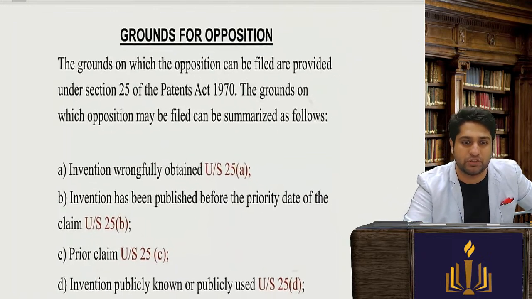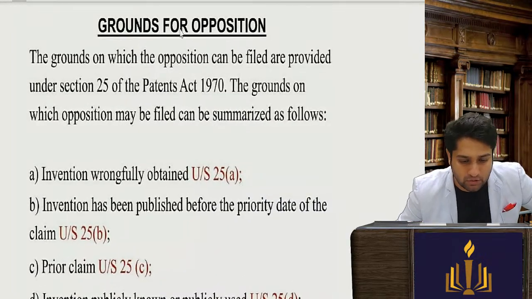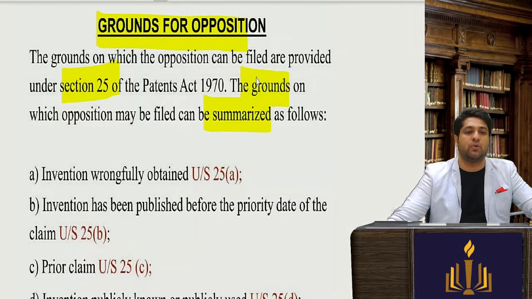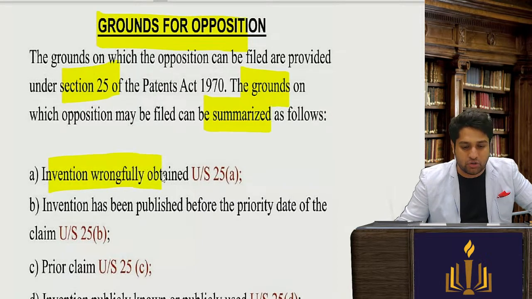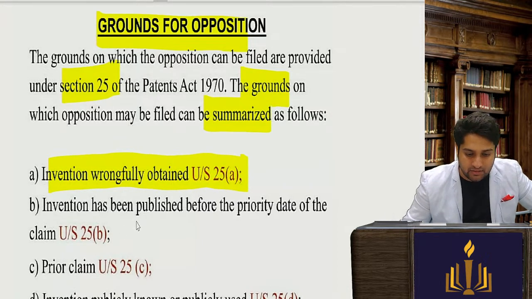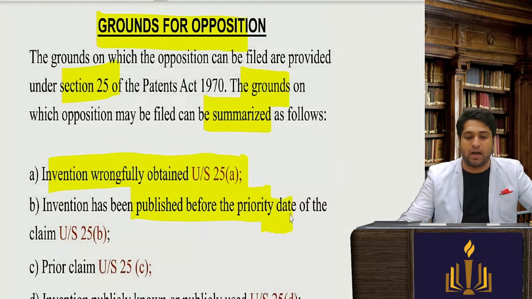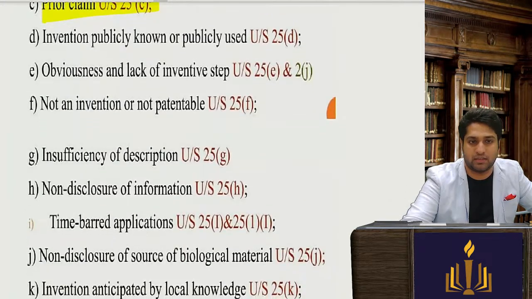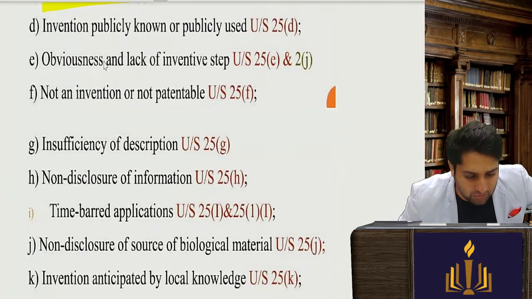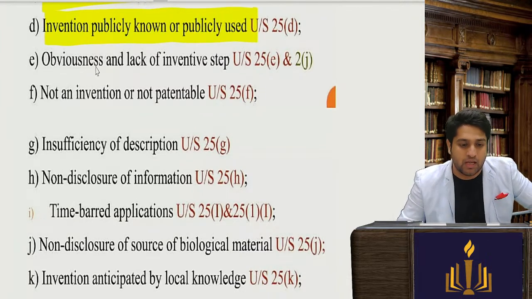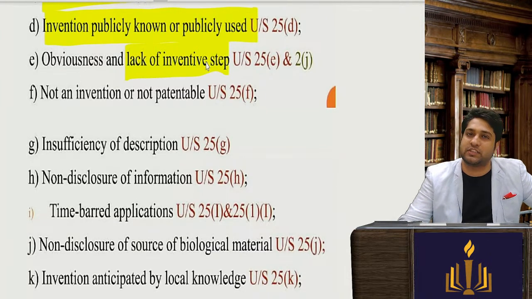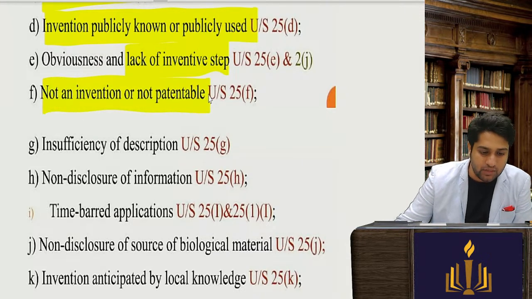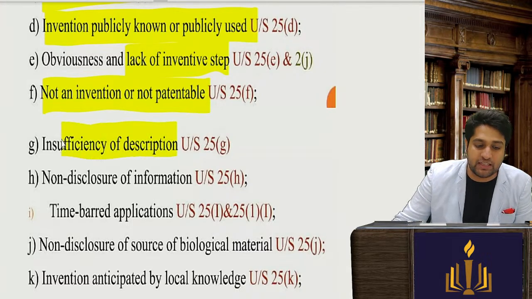First, grounds for opposition of patent. The grounds for opposition of patent are covered under section 25. The grounds have been summarized below. First one, the invention is wrongfully obtained. Second, it has been published before the priority date. Third, someone has made a prior claim. Next, it is publicly known or publicly used. It is obvious and lacks inventive step. It is not an invention or not patentable. Next, it has not been sufficiently described.